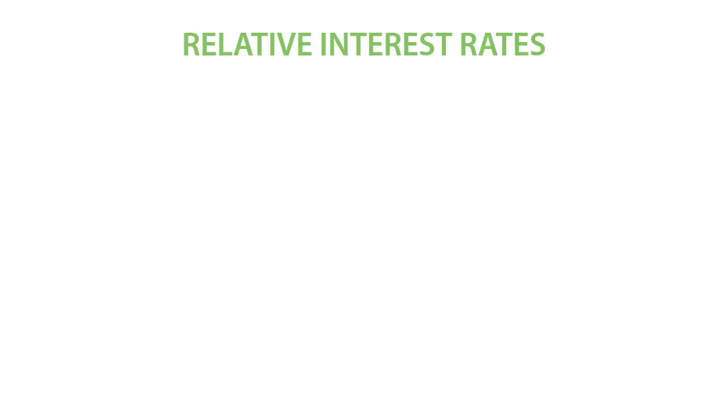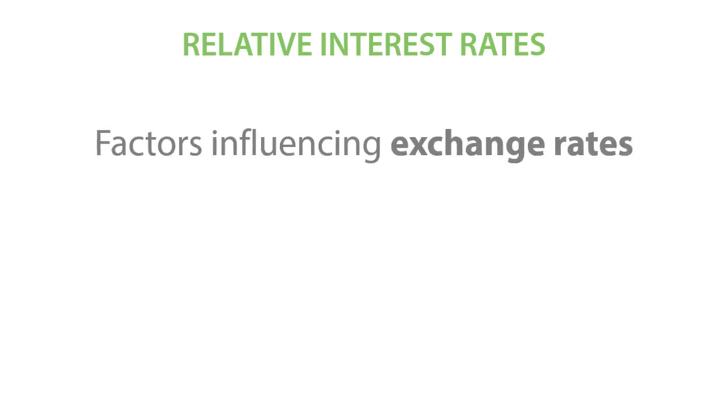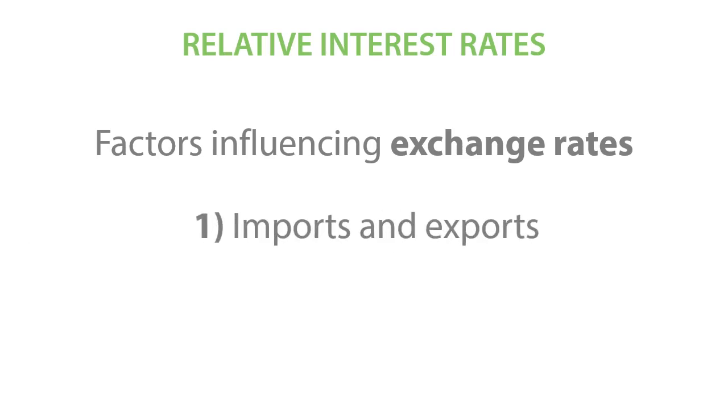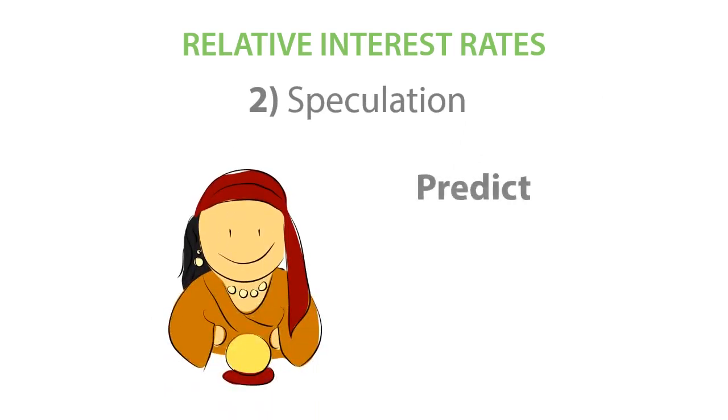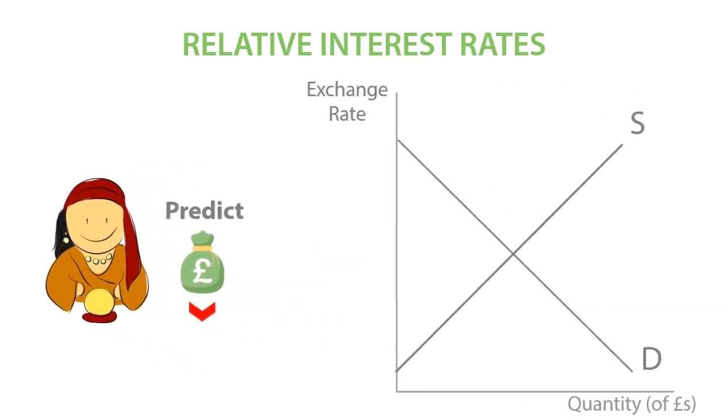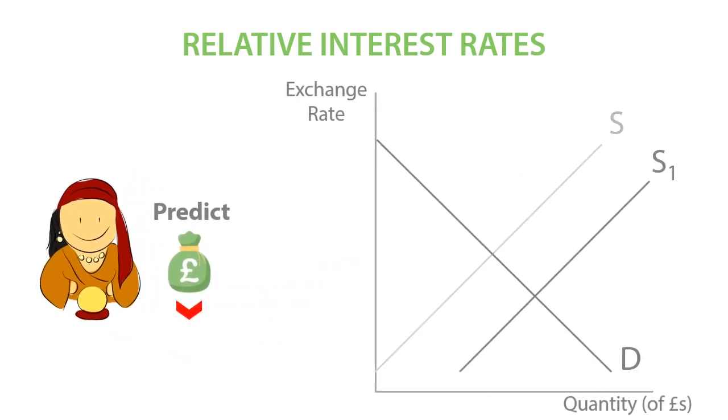We've now seen our first two factors which influence exchange rates: imports and exports, and speculation. If investors speculate and predict that a currency will depreciate in the future, they'll sell or supply more of that currency now while the exchange rate is still high, and this will cause depreciation now.